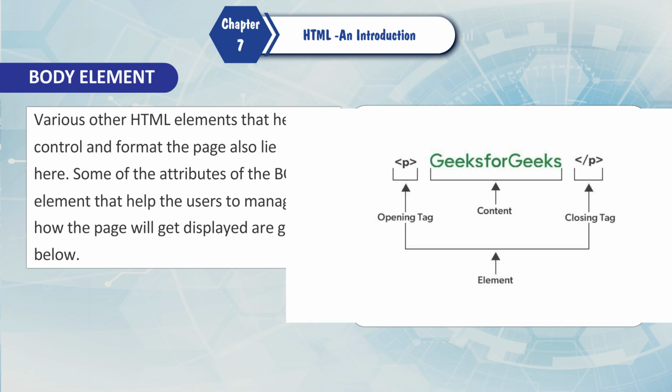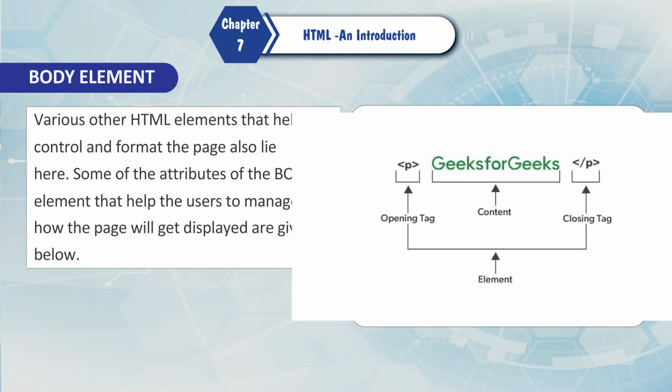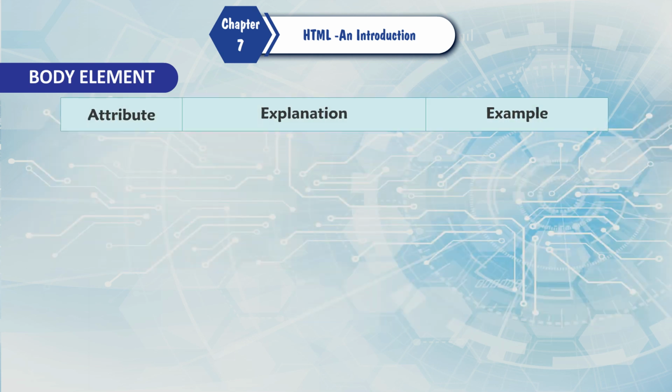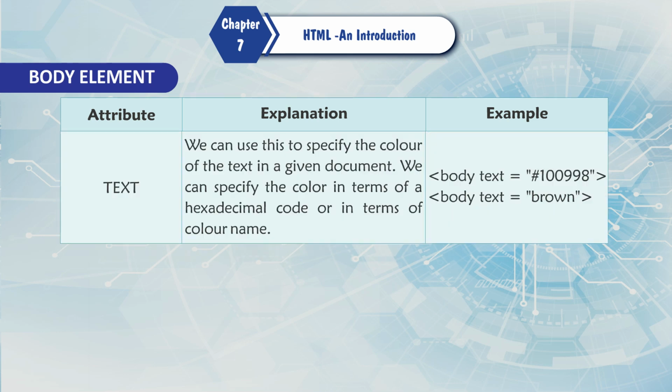Some of the attributes of the body element that help the users to manage how the page will get displayed are given below. Attribute, explanation, example. Text. We can use this to specify the color of the element in a given document.